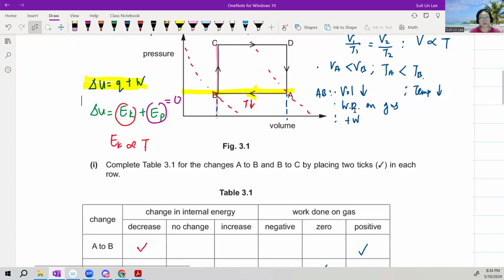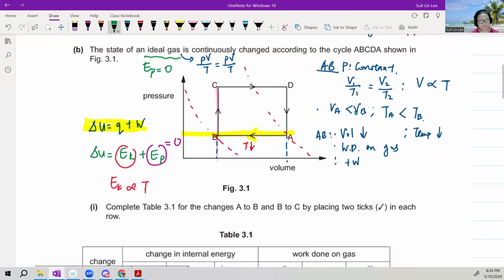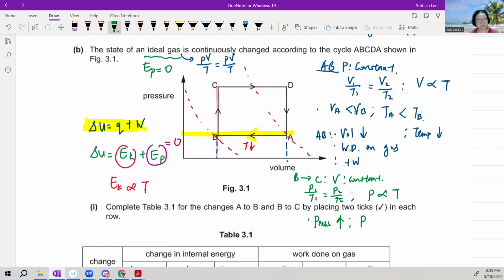Okay, so let's consider B to C. From B to C, volume constant. That means P over T, P1 over T1 is P2 over T2. So P is proportional to temperature. So since P is proportional to temperature, you can see the pressure increases. PB is less than PC. So the temperature at B will be less than the temperature at C. So that means C is hotter. You can also see that we have moved up an isotherm.